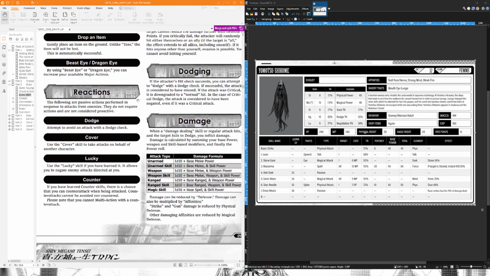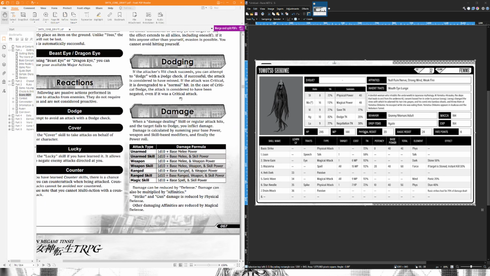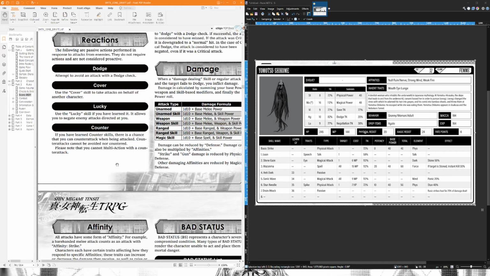Yeah, so you see here there's reactions. The instant skills, how dodging works, so damage, we see what gets added to everything. So a weapon attack is your power dice plus your melee, then the weapon's power, and a skill, base melee, power, weapon power, and skill power. So this kind of clears it up. I was wondering for a while, like, oh wow, that's really interesting. Maybe I read the rules wrong, and I went back to this table and I was like, oh no, they definitely spelled it out here in very specific detail.